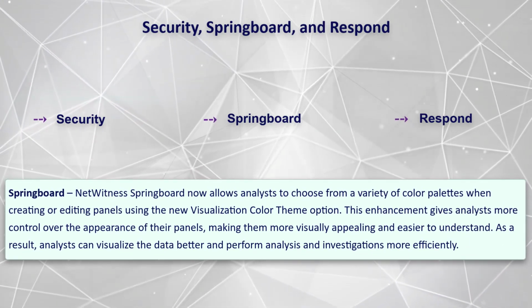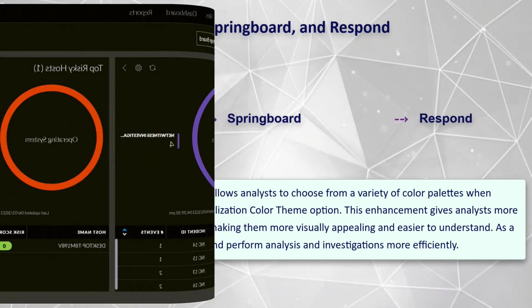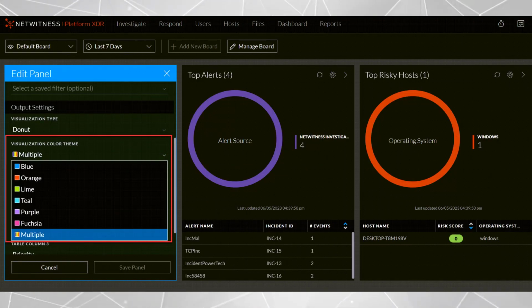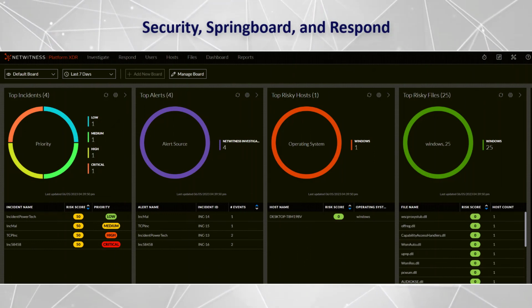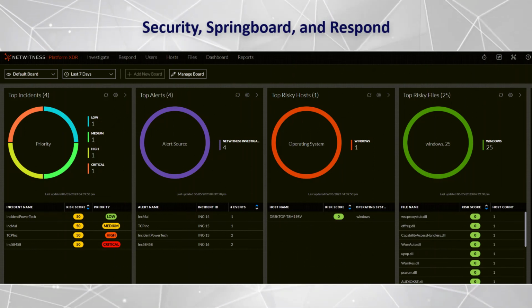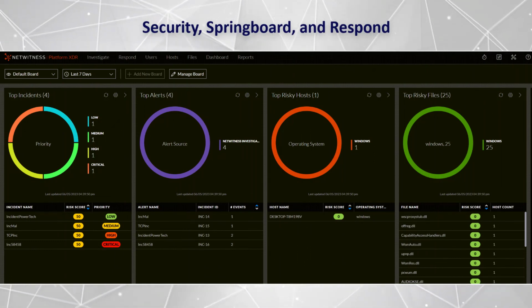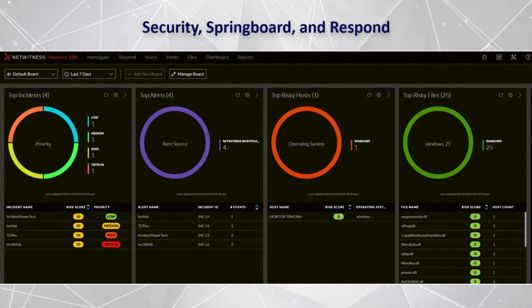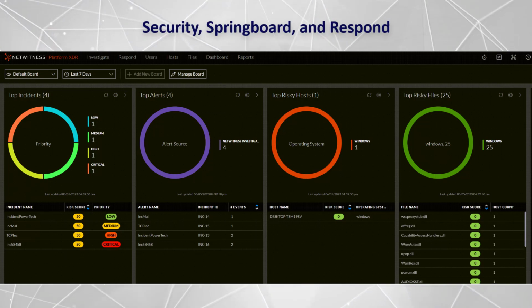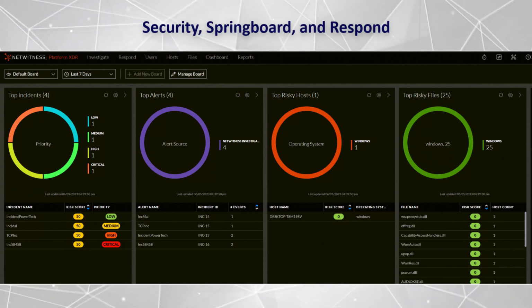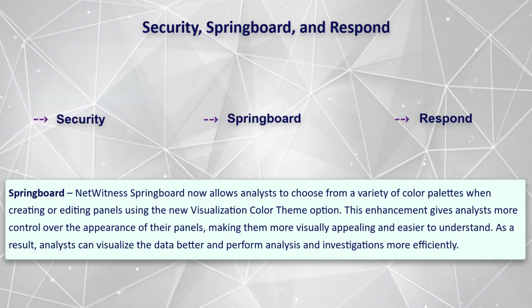Springboard. NetWitness Springboard now allows analysts to choose from a variety of color palettes when creating or editing panels using the new visualization color theme option. This enhancement gives analysts more control over the appearance of their panels, making them more visually appealing and easier to understand. As a result, analysts can visualize the data better and perform analysis and investigations more efficiently.